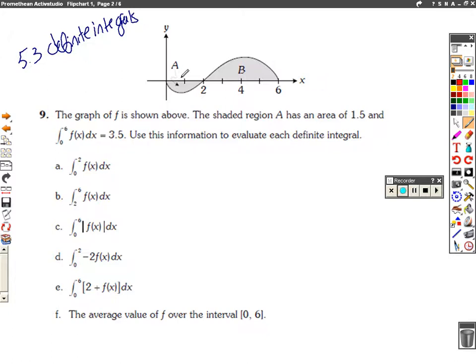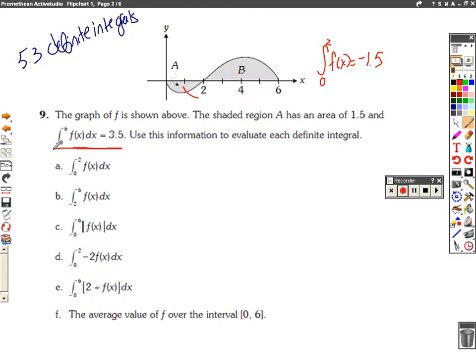So they've told us that the shaded region A has an area of 1.5. And since it's below the x-axis, in our integral, we would know that the integral from 0 to 2 of whatever this function happens to be, I guess we're calling it f, f of x, is actually negative 1.5 because it's below the x-axis. And then they tell us that the integral from 0 to 6 of the entire thing, of the whole function, from here all the way to here, this whole integral evaluates to 3.5. So that's good to keep in mind.